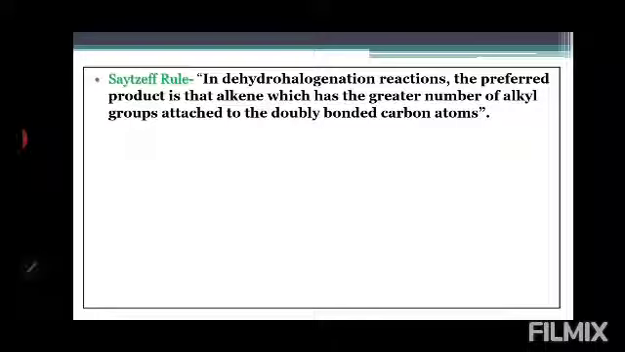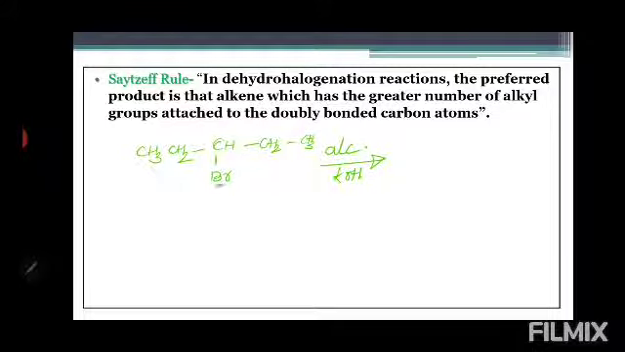Sometimes in alkyl halides there can be two beta carbons. Let us take an example: CH3, CH2, CH, Br, then again CH2 and CH3. If we do the elimination reaction with alcoholic KOH, the bromine is attached to this carbon, which is alpha, and the next carbon is beta. This one on the other side is also a beta carbon.